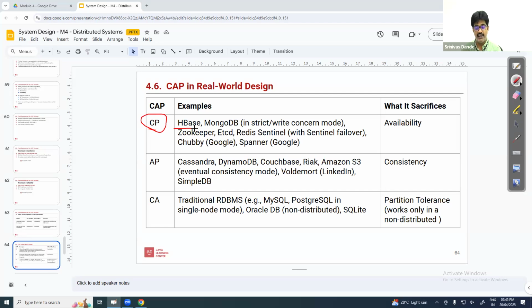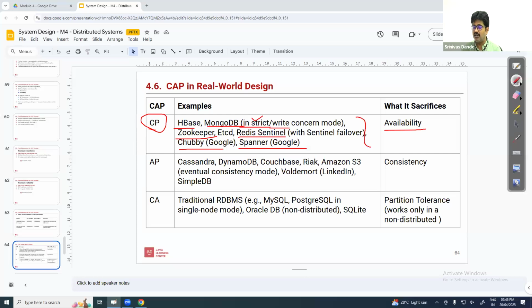HBase. HBase is a CP, means fully consistent, sacrificing availability. MongoDB, in multiple modes actually. In strict mode, MongoDB will take consistency. Strict or write mode. ZooKeeper, consistent. Redis, one flavor of Redis. Chubby from Google, Spanner from Google.